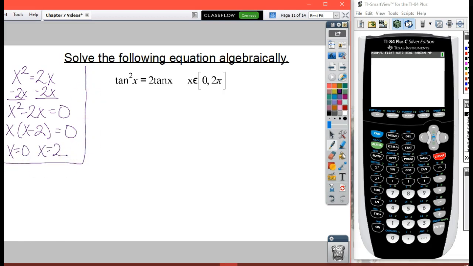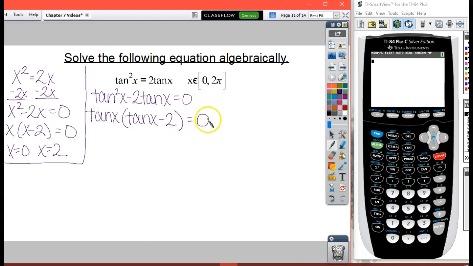So we're going to use that same process with this equation. I'm going to subtract over the 2 tangent of x. So I will have tangent squared of x minus 2 tangent of x. Now that's equal to 0. Factor out the greatest common factor, which is a tangent of x. So I'd be left with a tangent of x minus 2. From here, I'm going to set each of them equal to 0. So I know that tangent of x would need to equal 0. And tangent of x would need to equal 2.